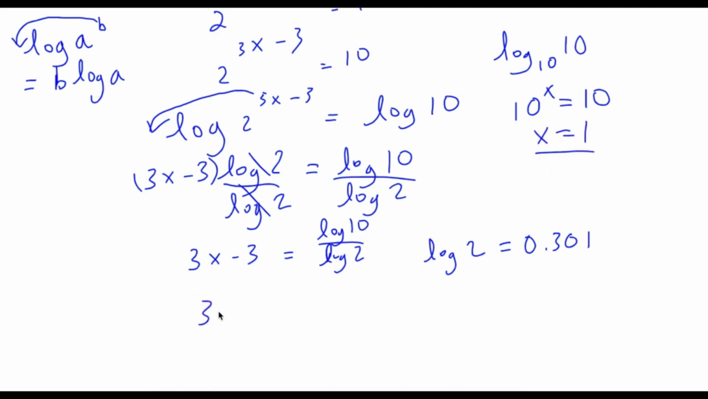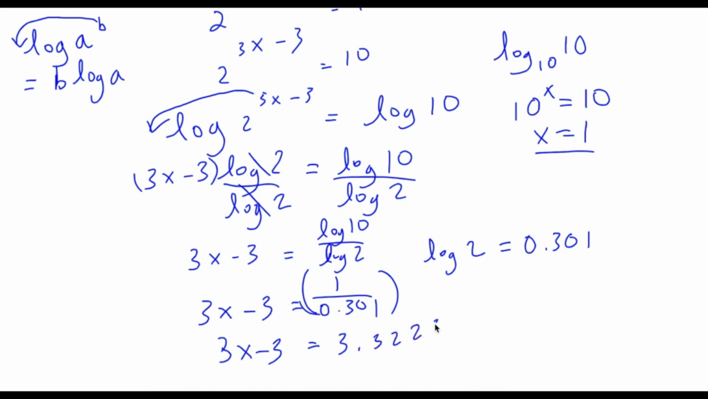So now we have 3x minus 3 is equal to 1 over log 2, and log 2 is equal to 0.301. So 3x minus 3 is equal to 1 over 0.301. Now, 1 over 0.301 is approximately 3.3223.